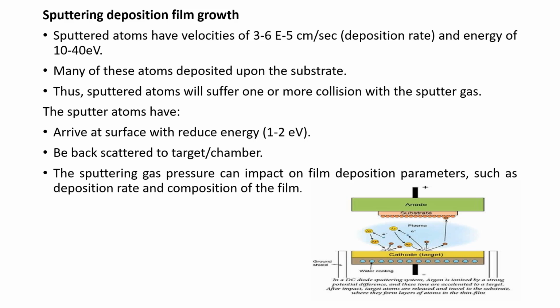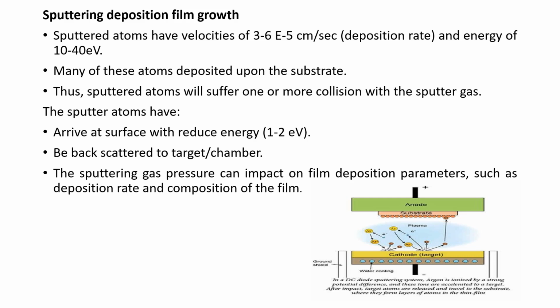Sputtered atoms will suffer one or more collisions with the sputtering gas. When these atoms move from the target to the substrate, they collide with the noble gas ions and atoms, and therefore their energy decreases. Due to the large number of collisions in their pathway, the sputtered atoms arrive at the substrate surface with reduced energy, only 1 to 2 electron volts.